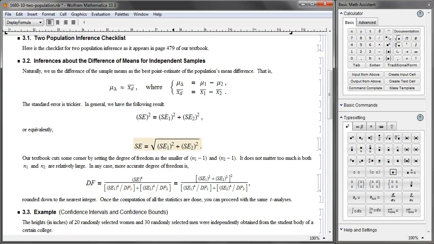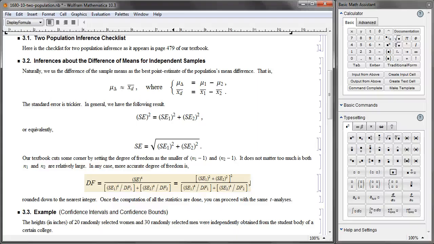One more topic to go before going over to an application problem, that is the degree of freedom. Our textbook author cuts some corner and tells you a kind of shortcut method, which is not really good, that is, take the smaller degree of freedom, n1 minus 1 or n2 minus 1. But this is not really good. It's not completely wrong, but it gives you an answer which is not very good. This is a much better way.